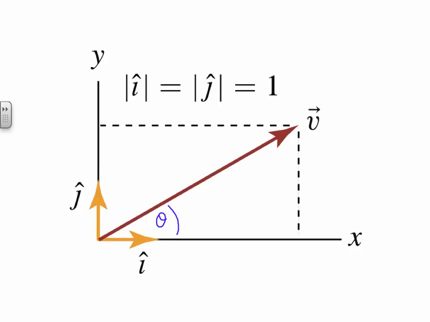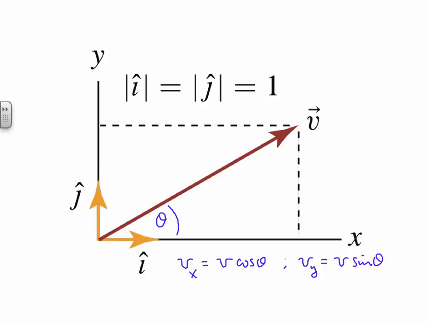In our previous section, we noted that the component magnitudes of the vectors along x and y could be easily written from trigonometry as Vx equals v cosine theta, Vy equals v sine theta.